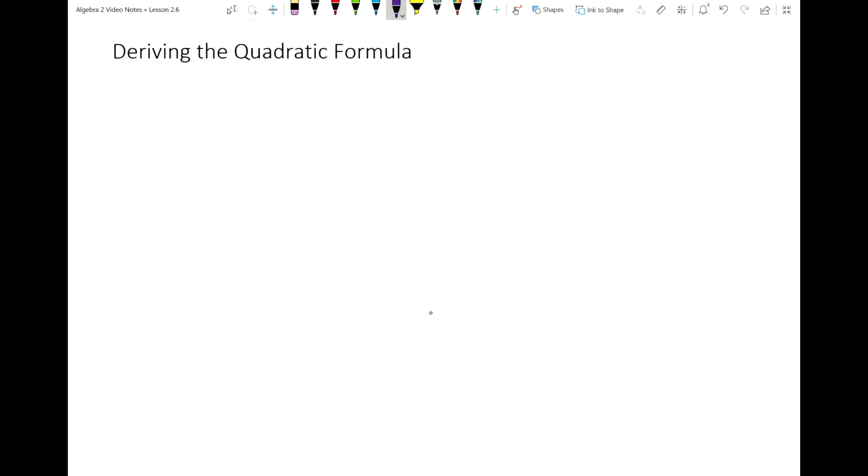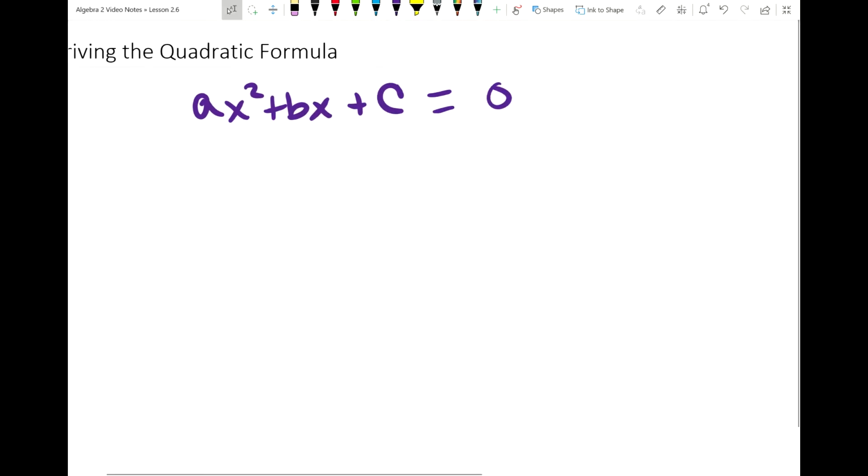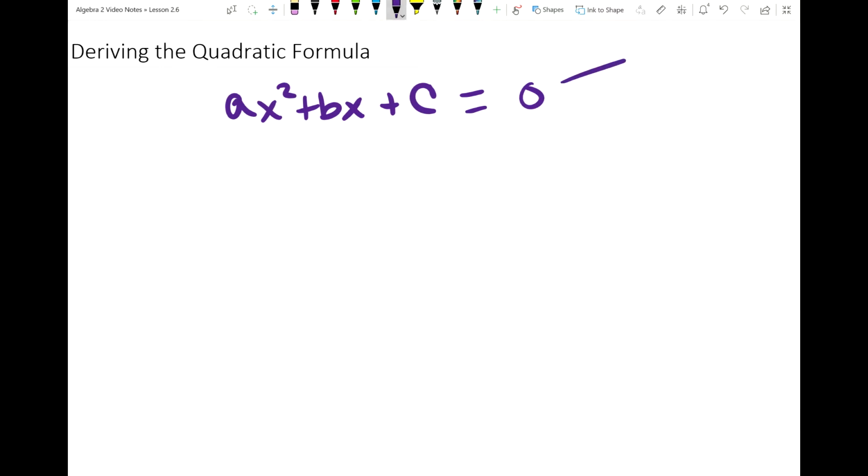First we start out with the quadratic equation in standard form. Remember that the quadratic equation in standard form is ax squared plus bx plus c. And then we want to set it equal to 0 so we can solve. It turns out you can only use the formula when this side is equal to 0.